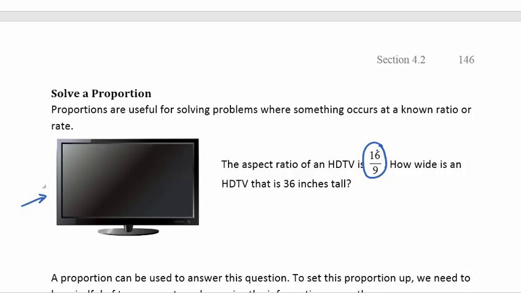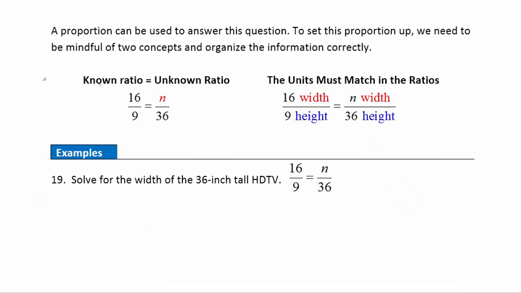As we make larger televisions, we use this ratio 16 by 9 and scale it up to make the larger television screen, or if we're making a small smartphone, we would scale this down, but we always use that same ratio of 16 by 9. So if we wanted to know how wide an HD TV that is 36 inches tall is, we can use this 16 by 9 ratio to figure it out. So a proportion can be used to answer this question.